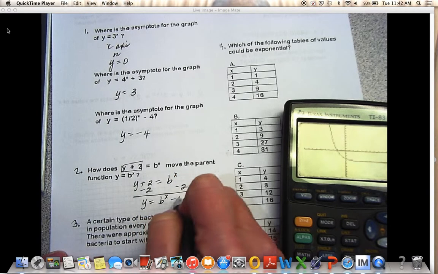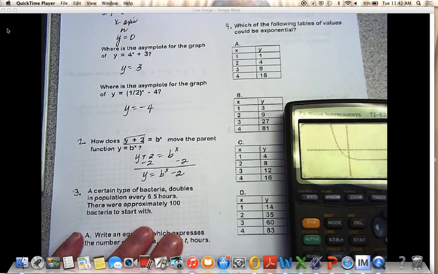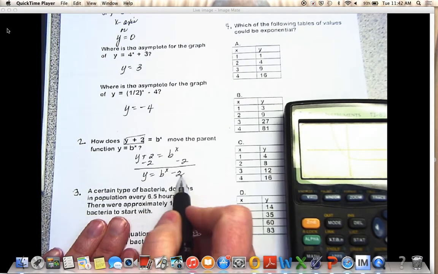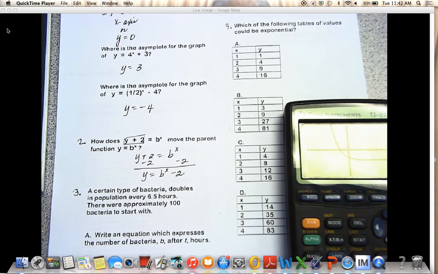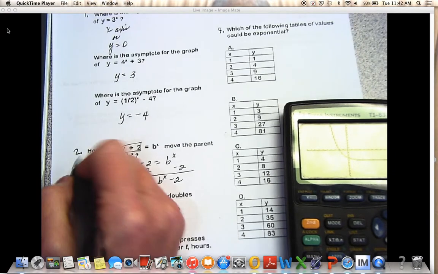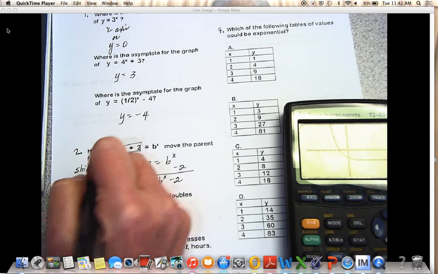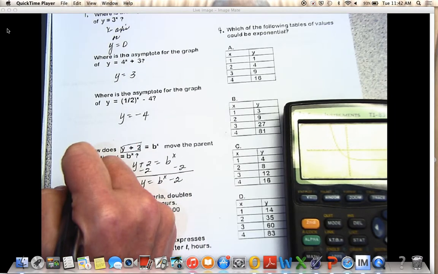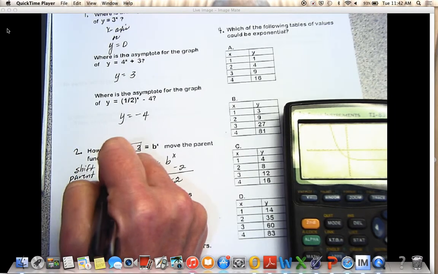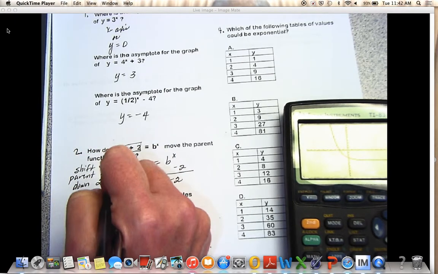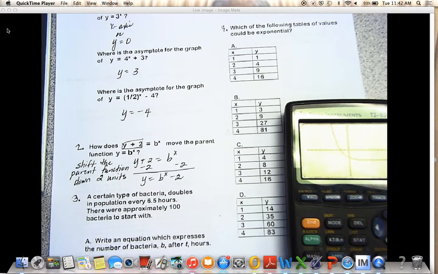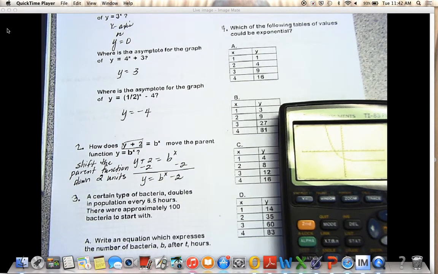So it's b to the x minus 2. All right, now, even though you don't know what the base value is, what do you know this minus 2 is going to do to the graph? Move it down 2. Make the asymptote be at negative 2. So what we're going to write is it will shift the parent function down 2 units. Please, on the test, do not answer that question until you have the y by itself.